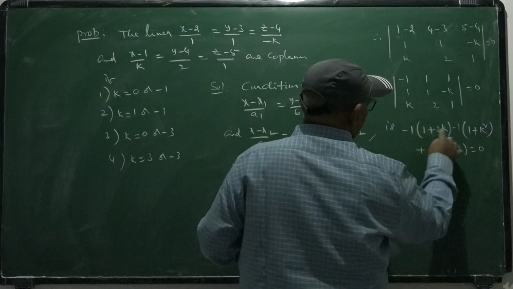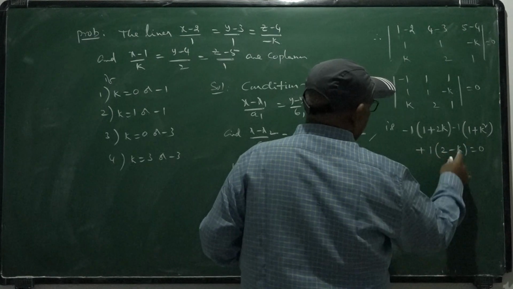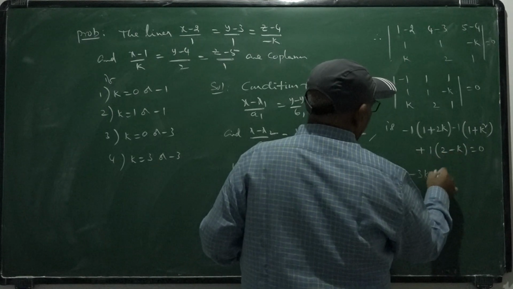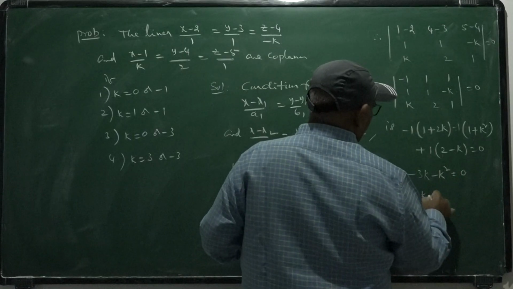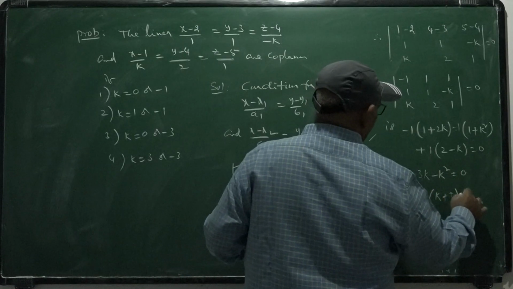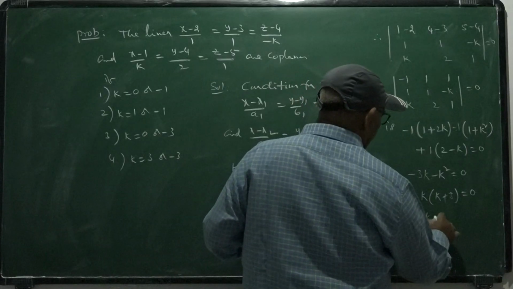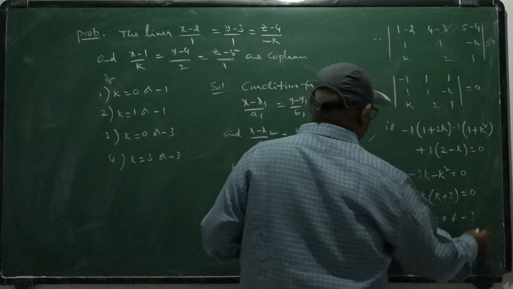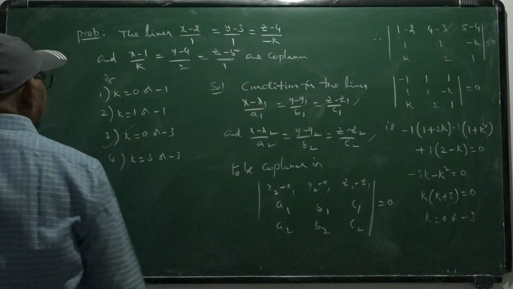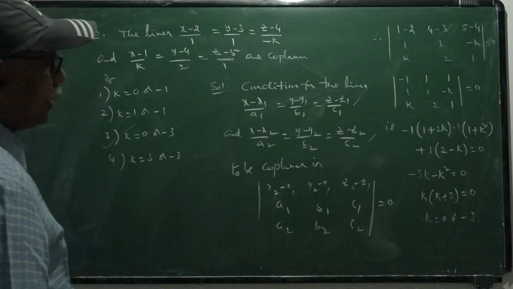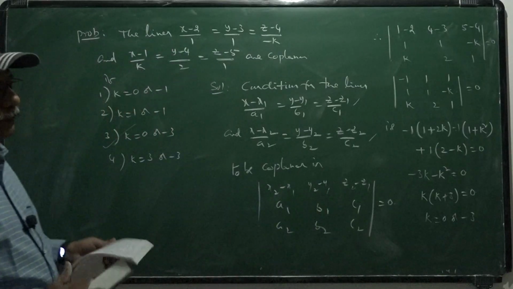That is minus 1, minus 1, minus 2 plus 2 cancel. Minus 2k minus k, minus 3k, minus k square equal to 0. k plus 3 equal to 0, meaning k equal to 0 or minus 3. Third option is the right option. This is the condition for coplanarity of the given two lines.